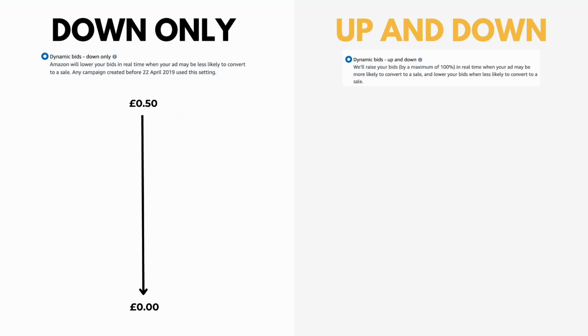On the flip side, you then have dynamic bids up and down, which basically means here's your default bid of 50p. If we think it's more likely to convert into a sale, then we are prepared to spend up to 100% above your default bid. So if your default bid is 50p, we're basically saying we are okay to bid up to £1 if Amazon thinks it's more likely to convert into a sale. But equally, if it's less likely to convert into a sale or there's less competition, it could go even lower than 50p. So your range becomes 0 to £1. So that's basically how these two different bidding strategies interact with each other.